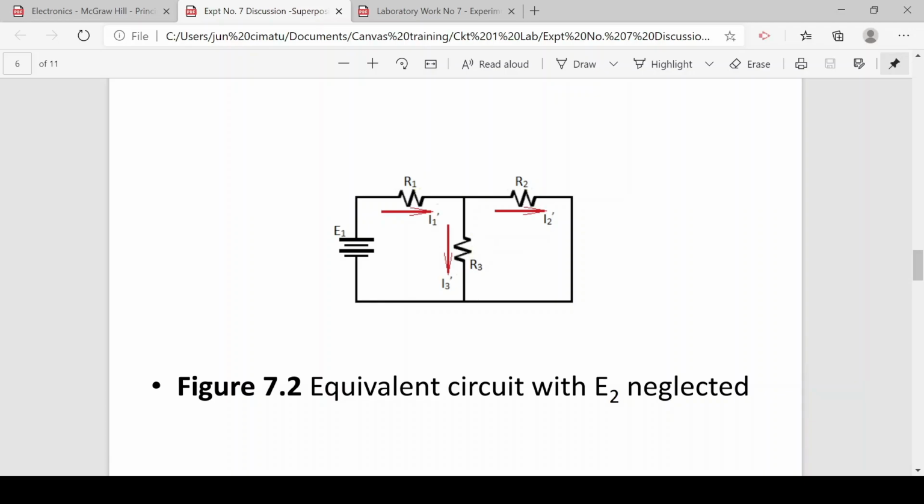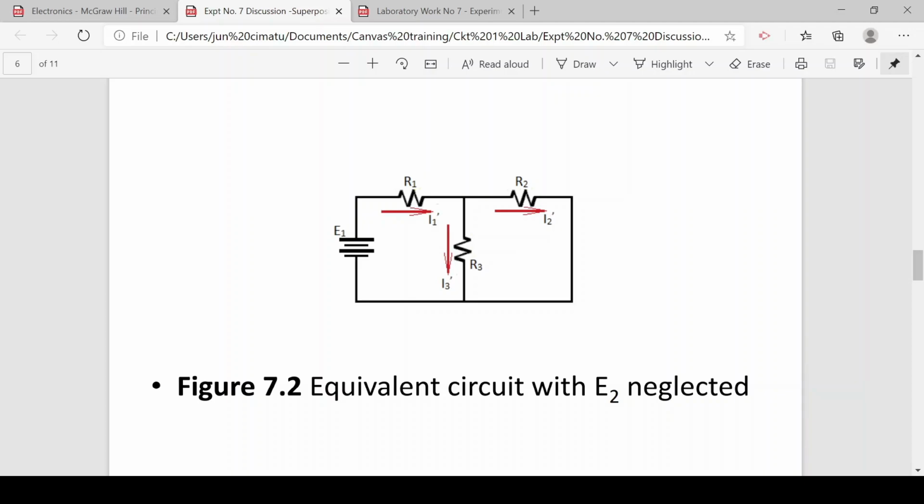These currents may be determined by simply reducing the circuit into a single resistance, and the current is calculated by applying Ohm's law and series-parallel connection. So voltage E1 would supply the current I sub 1 prime, which is the total current, and this would be divided into two, that is I sub 2 prime and I sub 3 prime.